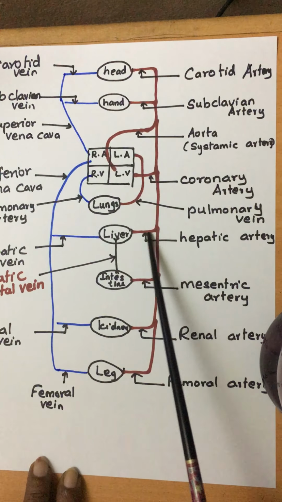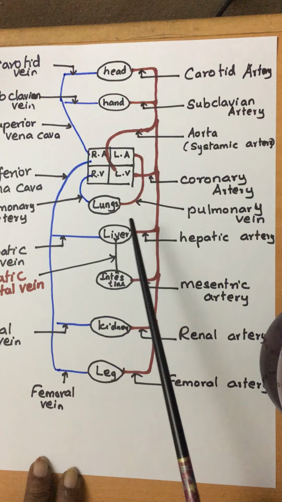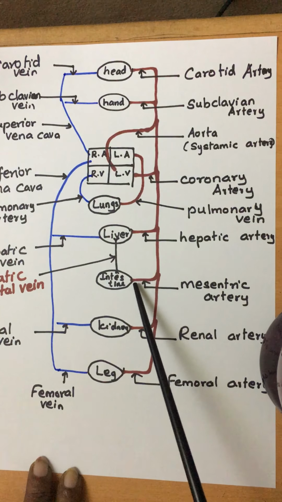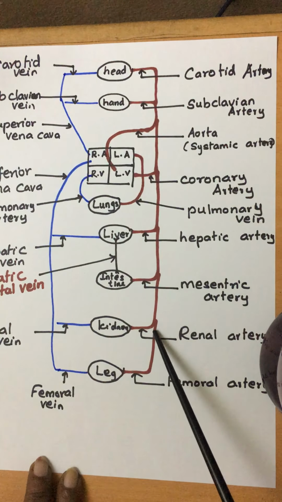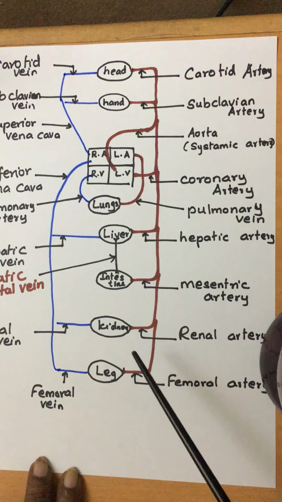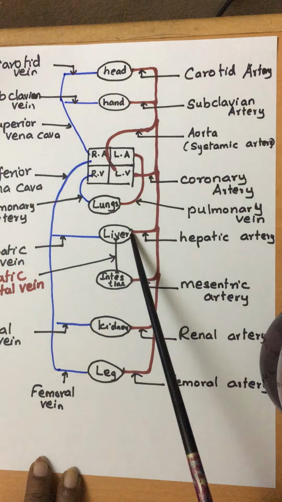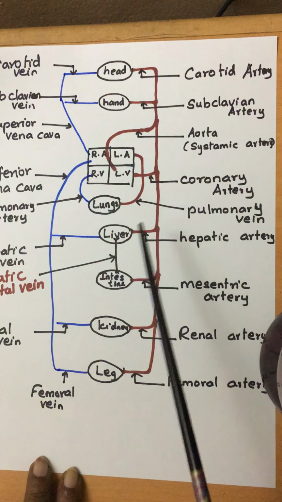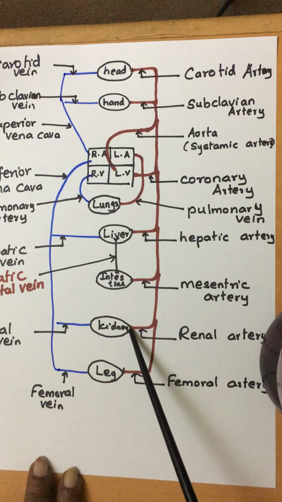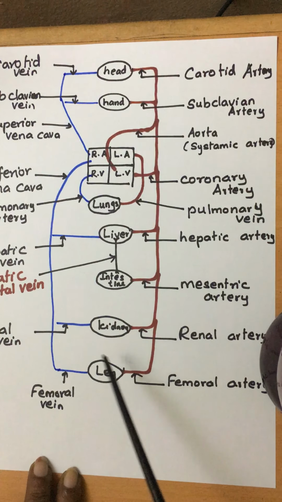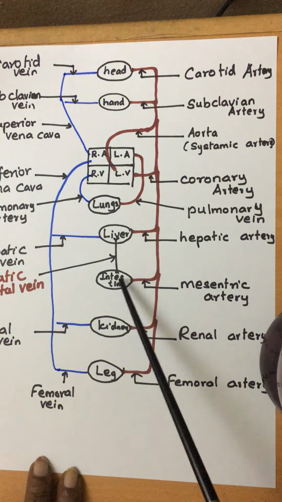In the same way, for the liver, the hepatic artery; for the intestine, the mesenteric artery; for the kidney, the renal artery; and for the leg, the femoral artery. These are some of the arteries. There are more arteries, but this is enough for O level. These are the arteries that supply oxygenated blood to the organs.